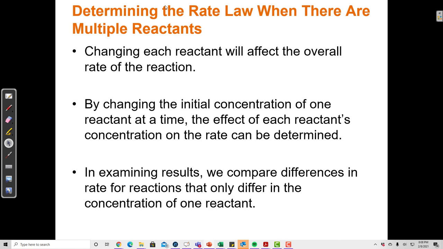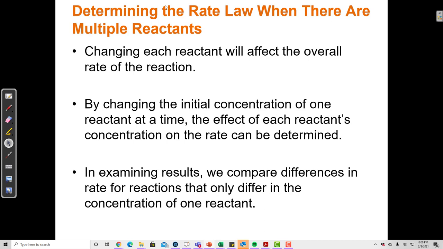So how do we determine the rate law when there's more than one reactant? If I just have one reactant, I can change the concentration of that one reactant and see how the rate changes. But what if I have A and B? How do I change the concentration of both of those and determine how that affects the rate? Well, if I just change the initial concentration of one reactant at a time, then the other one will stay constant. And so if I leave one reactant constant while I double the other, and the rate doubles, then I know that the reason the rate doubled was because of the concentration I changed.